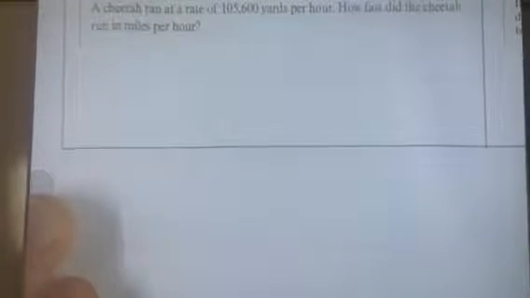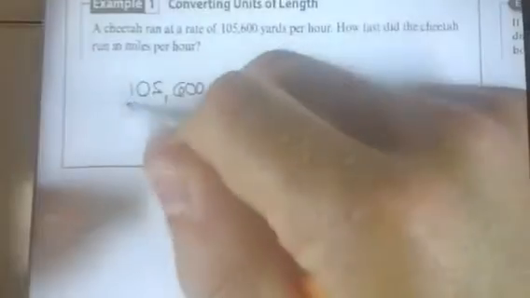Okay? So the way that we can help to remember these unit ratios is to use something that I call case and evidence. Okay? So I'm going to show you case and evidence in example 1. Example 1 says a cheetah ran at a rate of 105,600 yards per hour. How fast did the cheetah run in miles per hour? So what we're doing is we're converting from yards per hour to miles per hour. So how we would write this is like this. 105,600 yards, and then per. Per is a word that means division, so you can write it like that. That division bar means per, so per hour, okay?